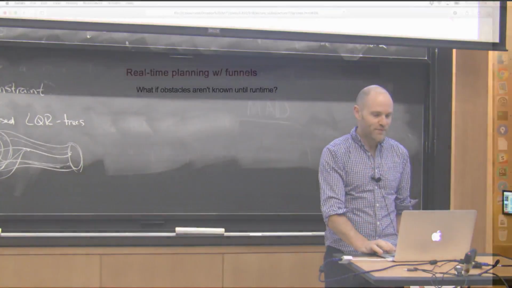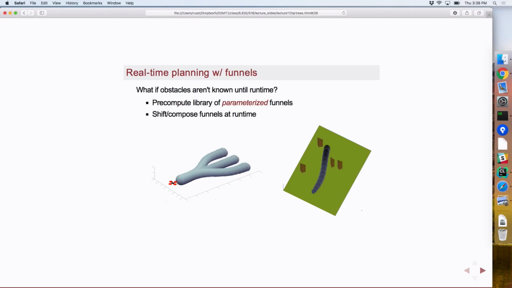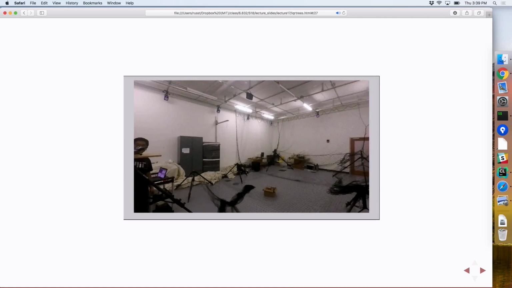So if the obstacles aren't known at runtime, you pre-compute the library of parameterized funnels. If there's trivial invariance in the dynamics, you can shift them, right? So the airplane's funnel, when I'm starting at x equals this versus x equals this, is trivial. I only have to compute that once. I can just translate the funnel, and then he's got nice algorithms for shifting and composing the funnels at runtime, and was able to pull off some pretty acrobatic maneuvers with provable robustness.